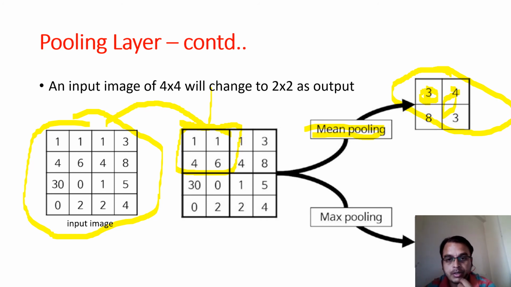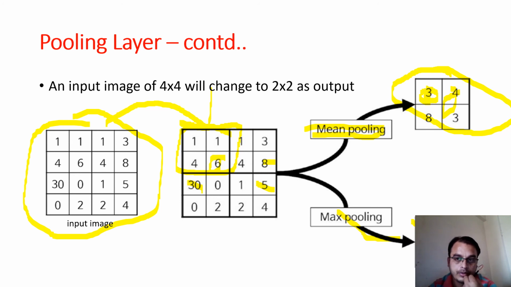Okay. Similarly, for max pooling, out of these 4 values, which value is the largest one? 6. Take this as it is. Out of these 4 values, which value is the highest one? 8. Take it as output. Out of these 4 values, which is the highest one? 30. Take it as output. Out of these 4, which value is the highest one? 5. Take it as output. This is the max pooling. This is the mean pooling. So according to your requirement, you can use any one of the pooling over here.